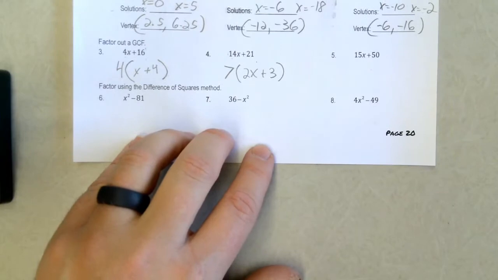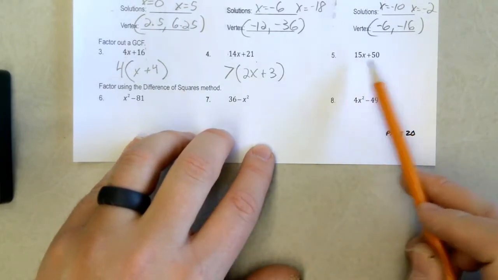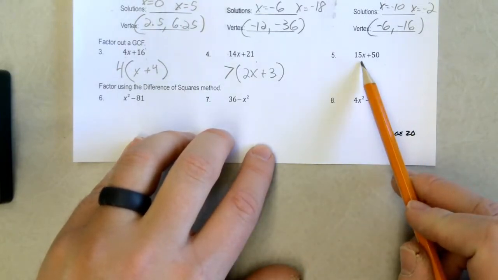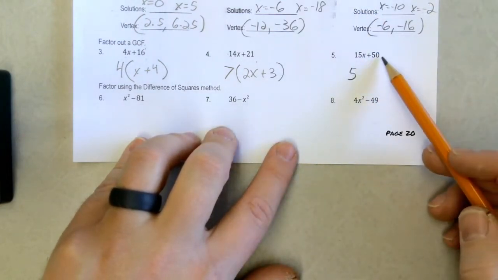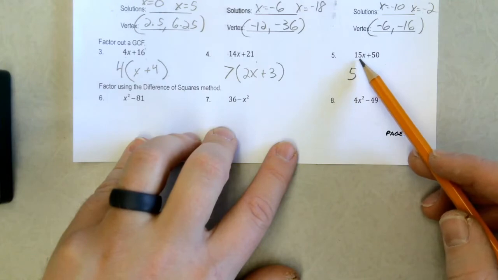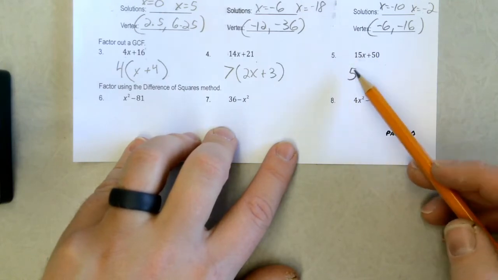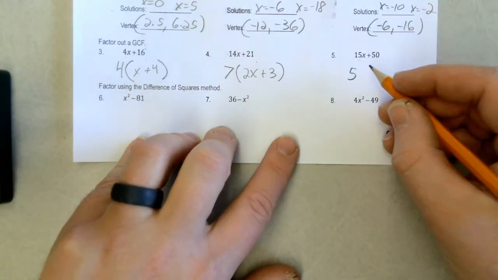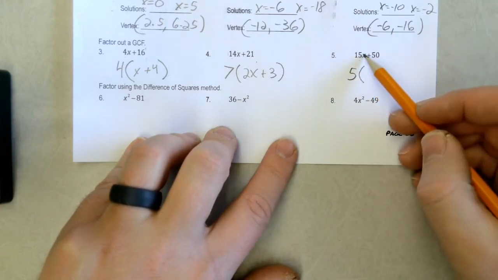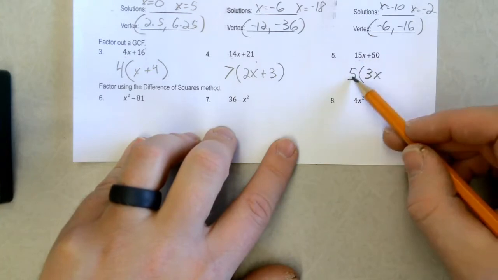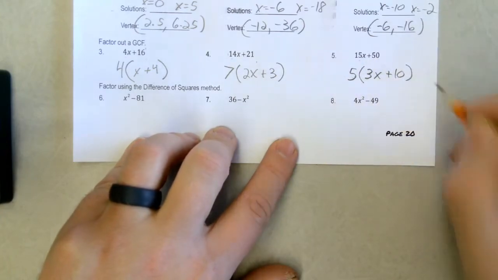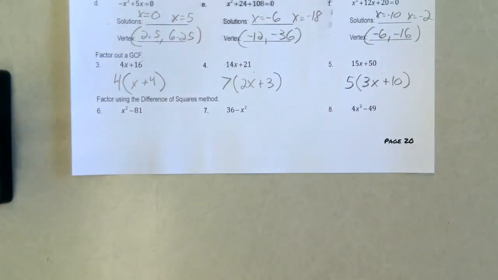And number 5, I can't factor out an x, but I can factor out, let's see, a 5. 15 doesn't go into 50. 10 doesn't go into 15, but 5 is the highest. It goes into both. 15x divided by 5 is 3x. 50 divided by 5 is 10. Reverse distributive property.